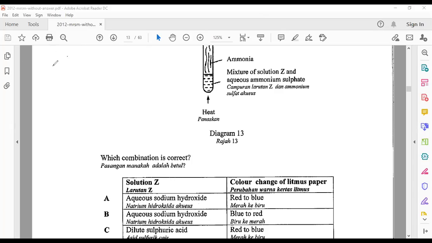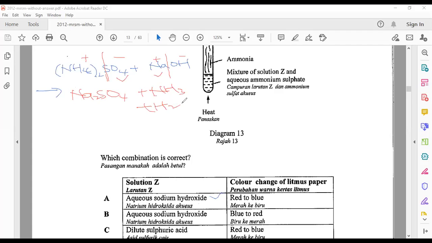You see here, you have ammonium sulfate, formula (NH4)2SO4, reacting with sodium hydroxide, NaOH. You are going to get what? I use the method that I always say: cut half, positive, negative, cut half, positive, negative. Can you see these two? These two will form the salt, which is Na2SO4, with the ammonia gas and water being produced.